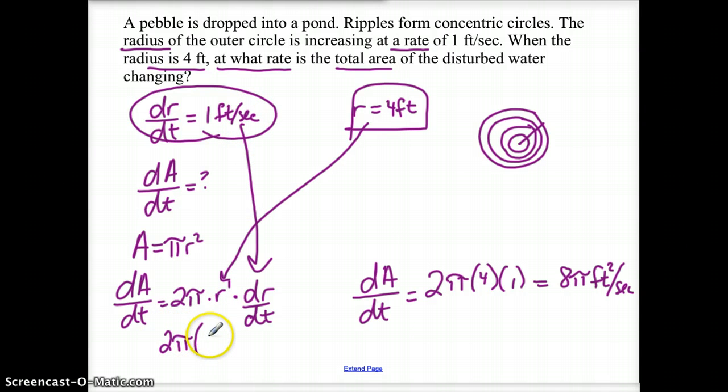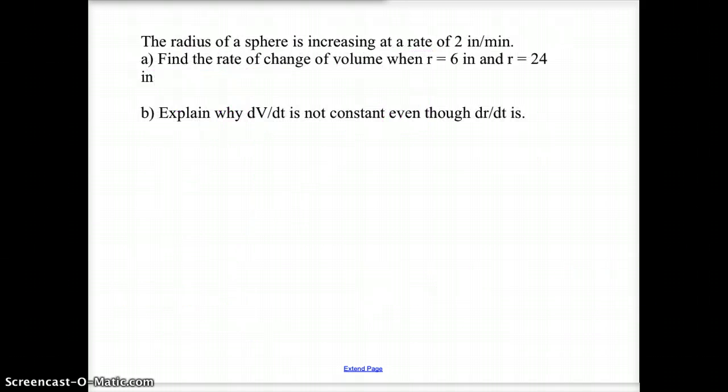r was 4 feet. dr/dt was 1 foot per second. Feet times feet is feet squared, and it's divided by seconds, so per second. So you can use a unit analysis to figure out your units, or just think logically about it. For dA/dt, the units for area are going to be square feet, and the units for time go on the bottom. All right, let's do another example.